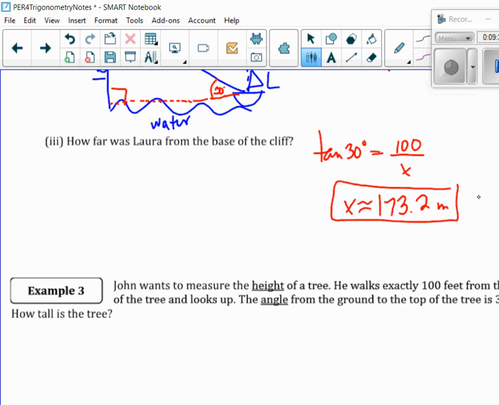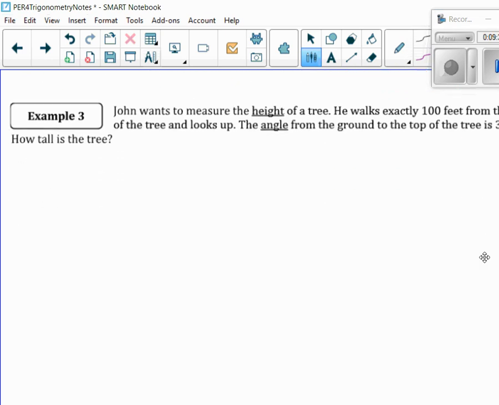Example 3, John wants to measure the height of a tree. He walks exactly 100 feet from the base of the tree and looks up. The angle from the ground to the top of the tree is 33 degrees. How tall is the tree? So in all of these questions, if they don't provide a diagram, you need to draw a diagram and then label everything in there. So I'm going to give you a second, again, to draw the diagram, because that's half the battle, is drawing the diagram to set it up.